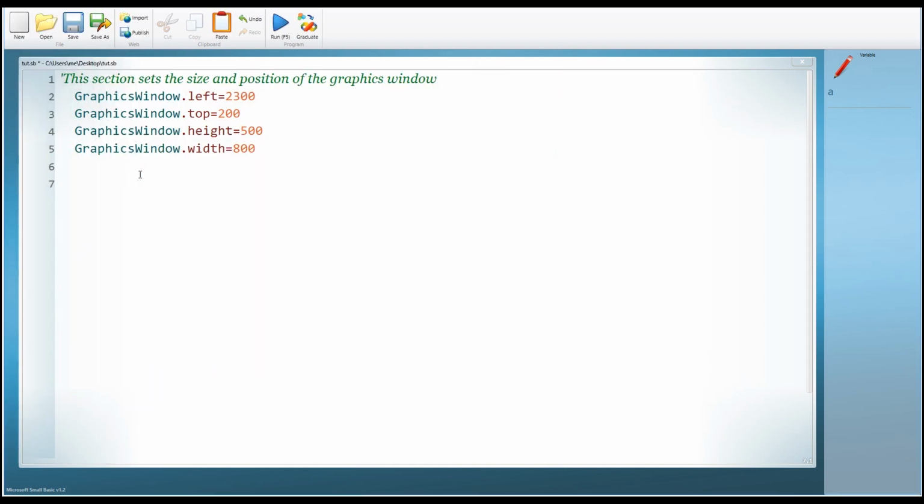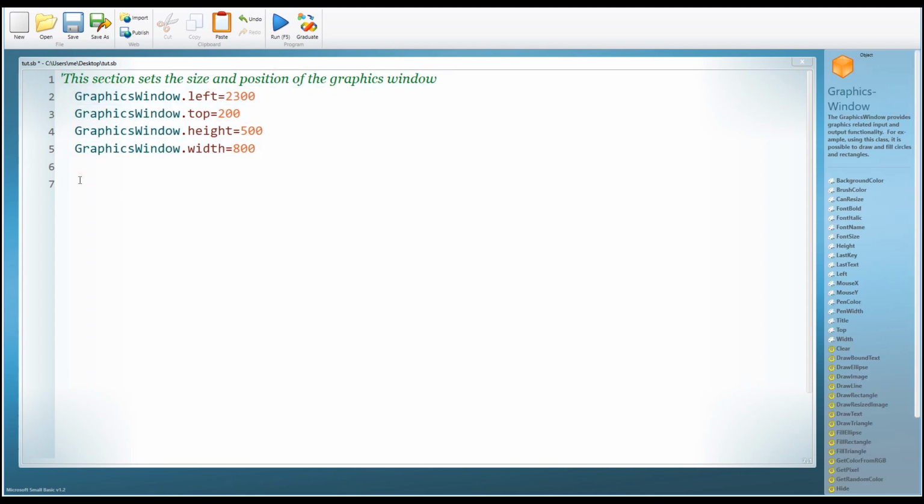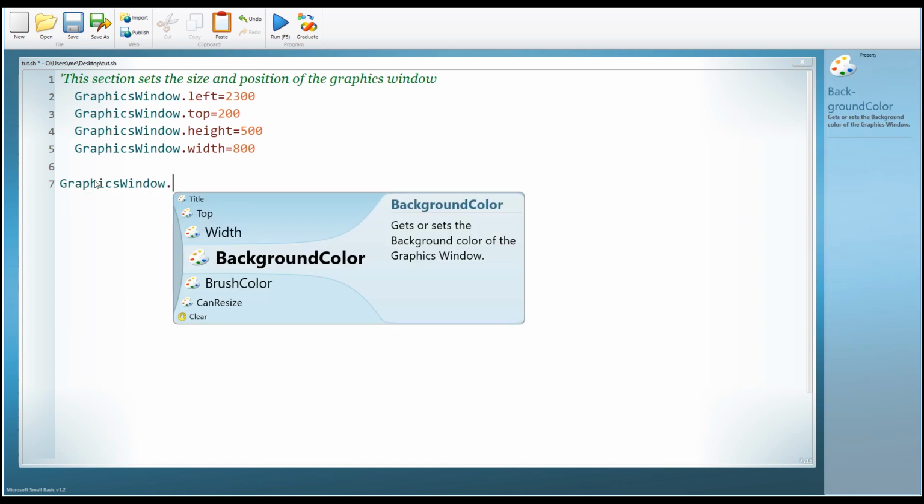So the first thing that we need to do, by the way, ignore all this at the top. That is just simply so that my graphics window appears nicely in the middle of this monitor so that you can see it in the video. Otherwise, if it appears on my other monitor, it's not really that helpful for you. So begin with a graphics window command. That's the object that we're talking about and the method that we're looking at using.